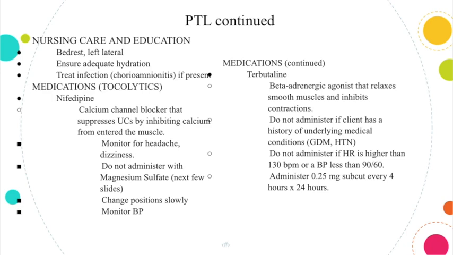Nifedipine is Procardia, right? You guys know that. And it's a calcium channel blocker, and it suppresses the contractions because it blocks that calcium channel, right? And then terbutaline is one that we talked about in week 1 when we talked about tachysystole. Terbutaline is given sub-Q, and it relaxes the muscles and makes contractions go away.